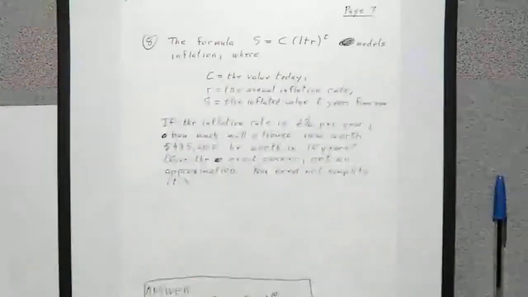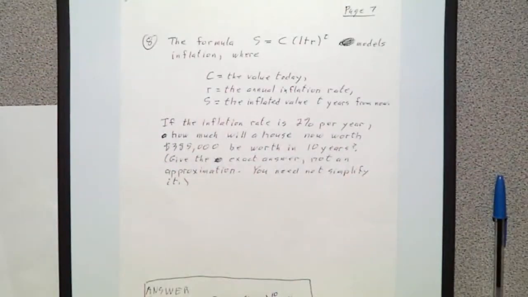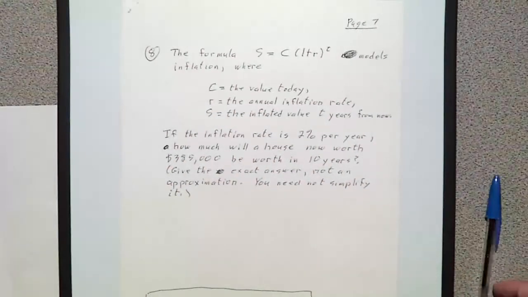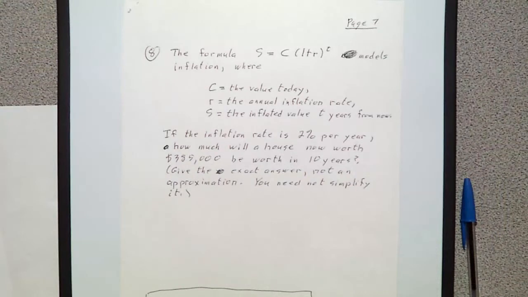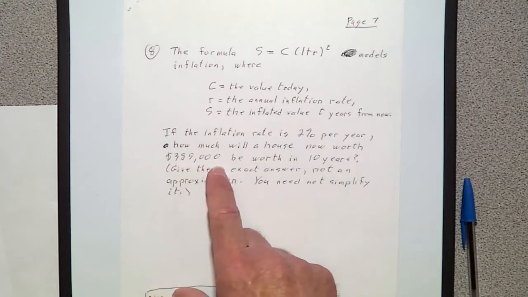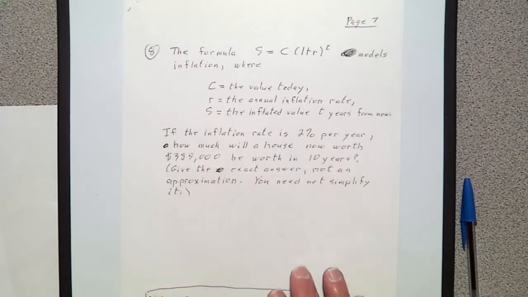Okay, problem 8, the one that I thought really was a gift. This is homework 17, 4.1, 67, and 68. You're given a formula. S is C times 1 plus R to the T, models inflation. C is the value today. R is the annual inflation rate. S is the inflated value T years from now, what is the inflation? The inflation rate is 2%, which is 0.02 per year. How much will the house whose C value is 385,000 be worth in 10 years?